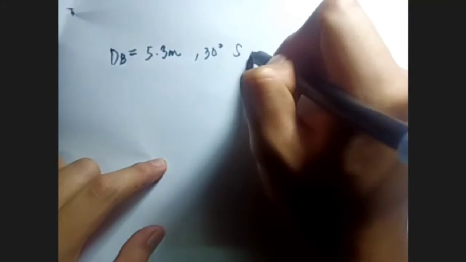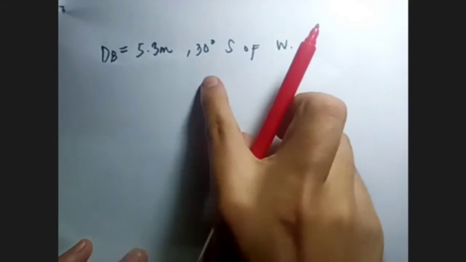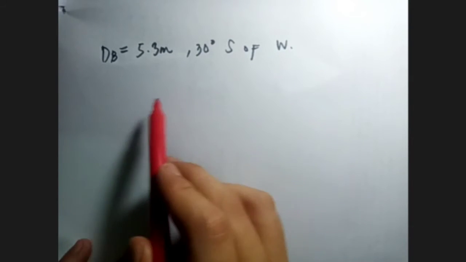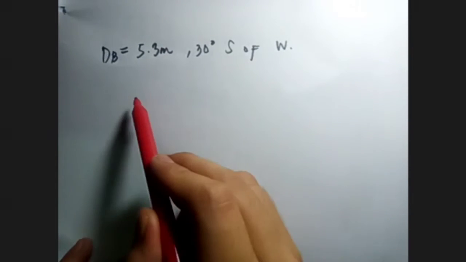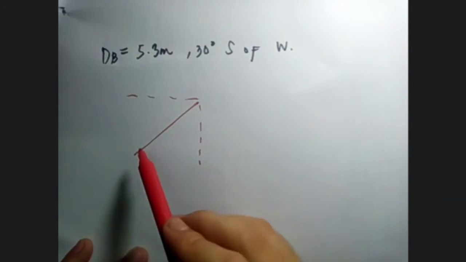So we have d sub b denoted as 5.3 meters, 30 degrees south of west. So yan ang ating d sub b. Now, to determine or to calculate the component of d sub b, kailangan natin munang i-graph ito. So by graphs, this is south of west and 30 degrees in respect to westward direction, or our reference is westward direction. Para siyang, this is the westward direction going to the left and southward direction is going to the right. So we have something like this. So this is d sub b.